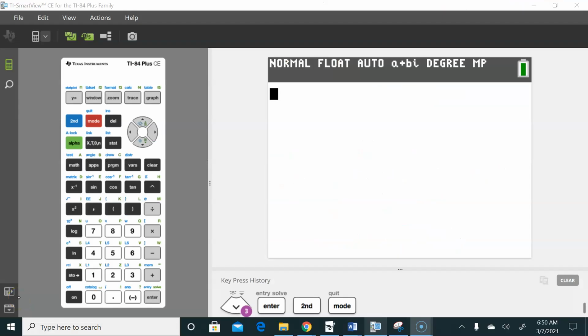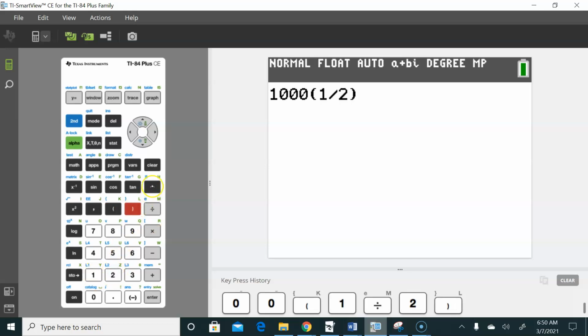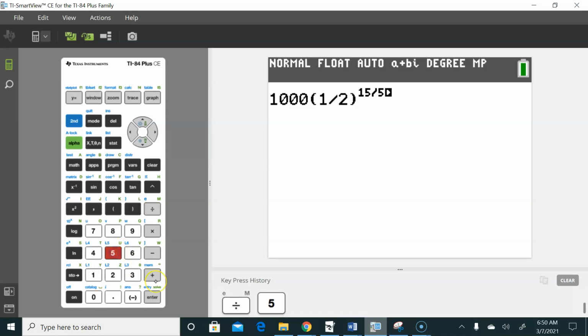To show you in the calculator what I mean, this is a newer calculator, so 1,000, parentheses, a half, raised to, and you notice when I do a raised to, I get this little shadow box. If you get this little shadow box, I could just do 15 divided by 5 right in that shadow box, and I don't have to worry about the fractions. If I didn't get that shadow box, I would have to put parentheses around all fractions.